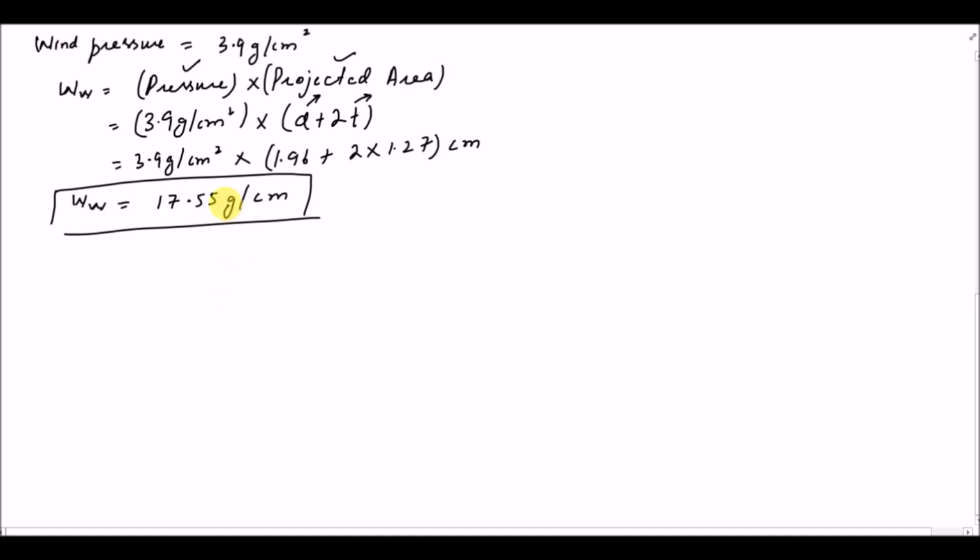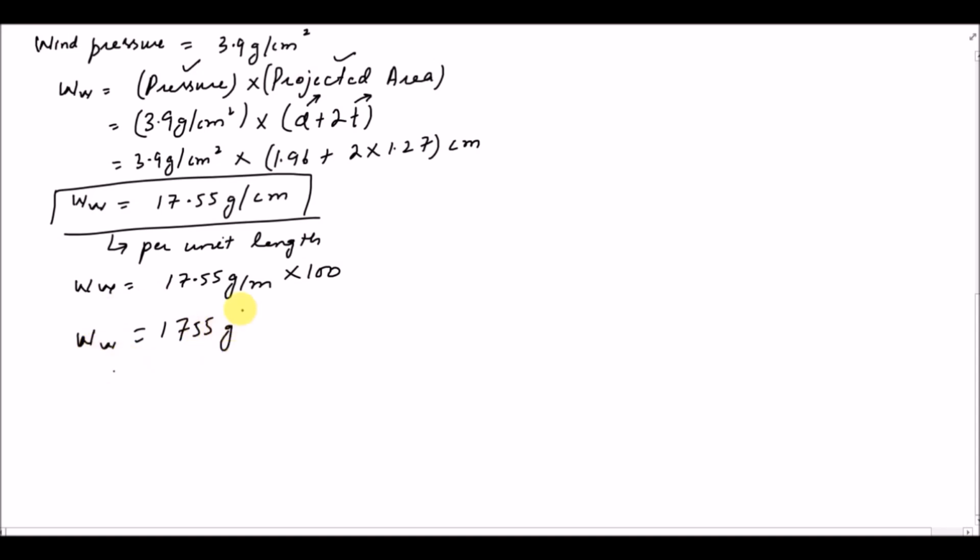Now if I have to calculate it per unit length, because all the values are in per unit length, so WW is equal to 17.55 gram per centimeter. If I have to calculate it into meter, I have to multiply it by 100, so it will become 1755 gram. And I will not write meter with the weight value because we know that this value is already in per unit length and the per unit length is meter. So this is the weight introduced by the wind pressure.